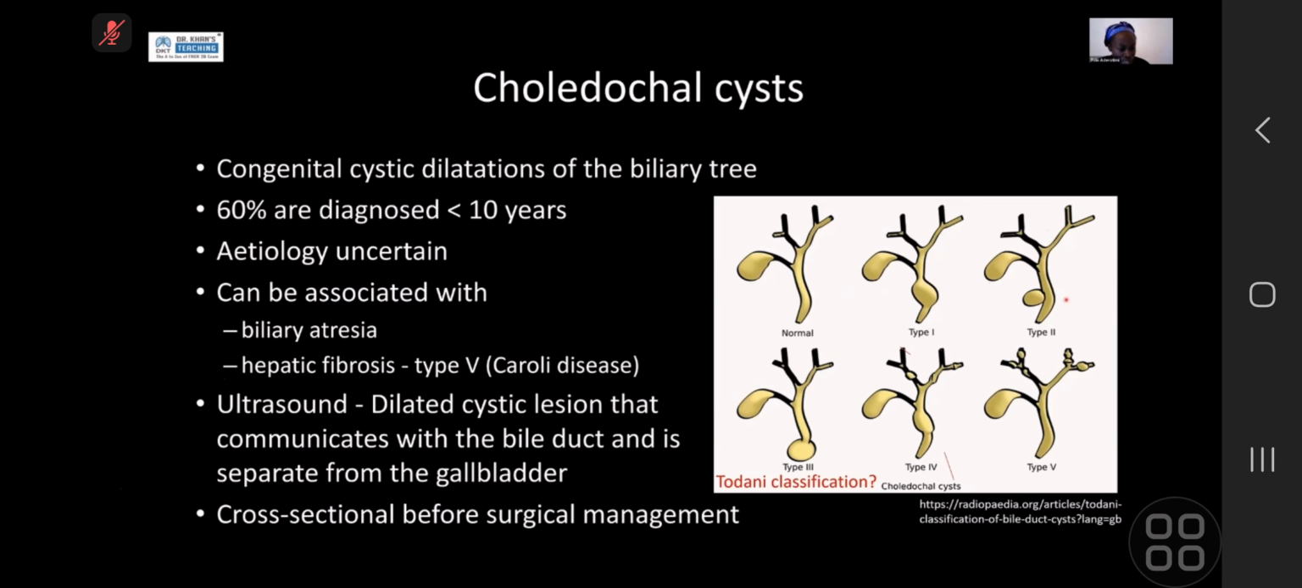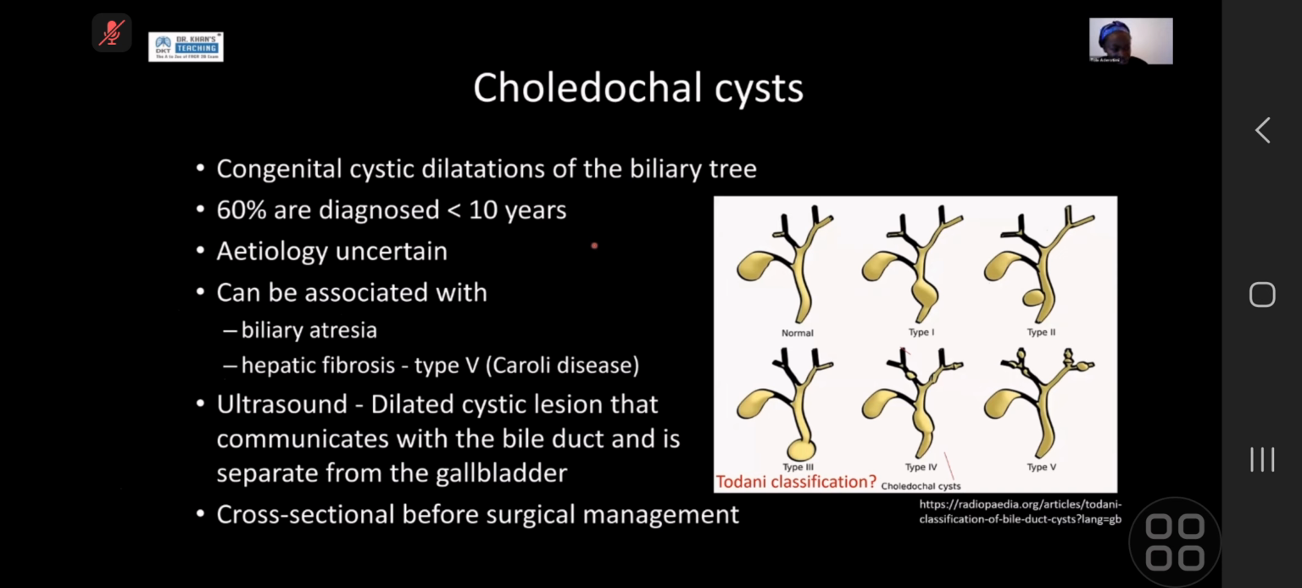You can have type 2, which involves your cystic duct. And then depending on the involvement of your intrahepatic ducts, can upstage you into type 4, type 5. 60% of choledochal cysts are diagnosed in the pediatric population, particularly under the age of 10, although it can be asymptomatic and you can be diagnosed as an adult.